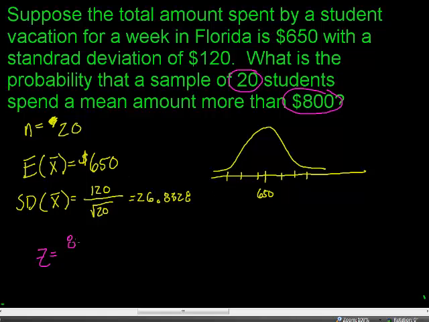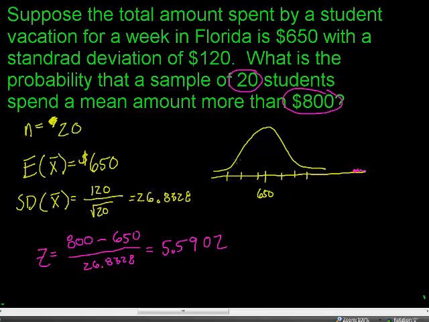So what's the z-score for 800? Well, 800 minus I expect 650, divided by my standard deviation of 26.8328. So I get 800 minus 650 divided by 26.8328, and I get a z-score, get ready for this guys, a z-score of 5.5902. That is way over here, right? Impossible. So, well, I mean, I want to calculate the probability, right?